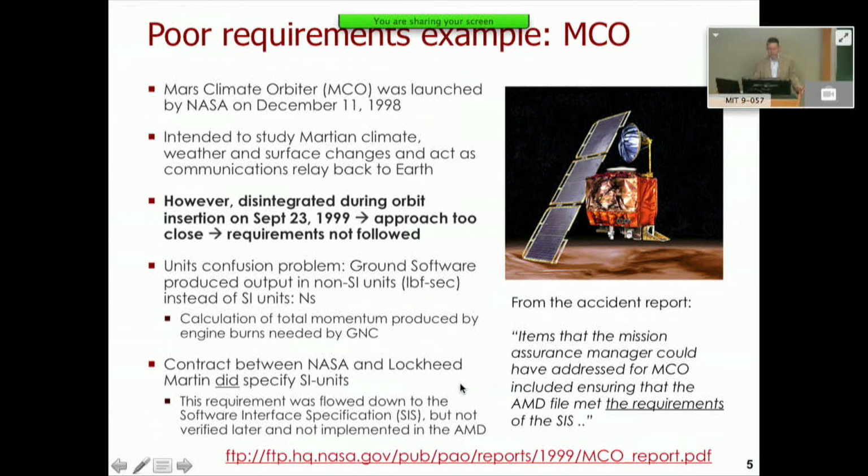And so here's a quote from the accident report. Items that the mission assurance manager, which didn't exist for this mission, the mission assurance manager's role is to make sure the requirements are actually followed. There was no mission assurance manager on the MCO mission. Included ensuring that the AMD file, which is one of the files put out by the propulsion system, met the requirements of the software interface specification, and that did not happen. Okay, so that was sort of the root cause there.